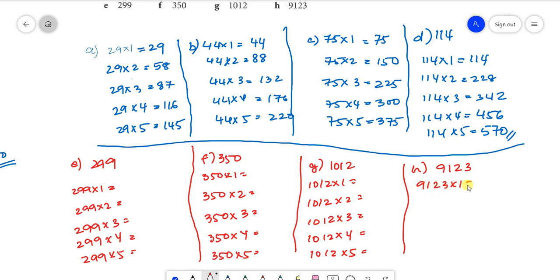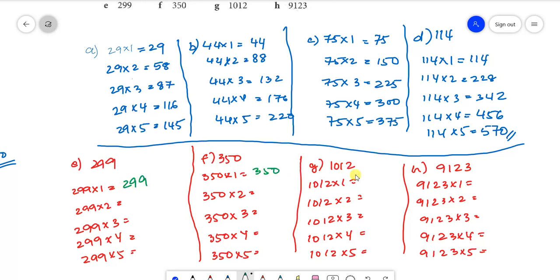9123 times 1. That's a pretty big number. 2, 9123 times 3, 9123 times 4, 9123 times 5. Okay. So 299, 350, 1012, and 9123. So we're going to check one by one now.